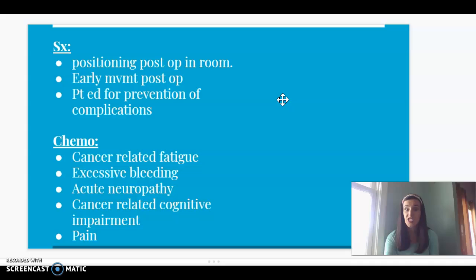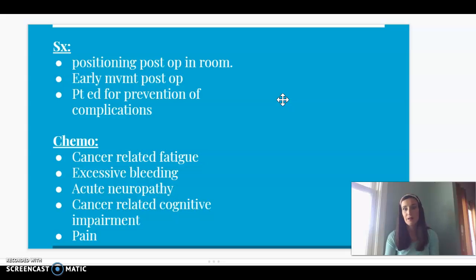So if we were treating this client who has had surgery, what would our role be, right? So maybe it's positioning post-op in the room. So right there, as soon as they come out of surgery, how are we going to position them best? It's going to depend on what kind of surgery they've had, obviously, but maybe we need to manage that edema and the lymphedema that could come with their surgery. Maybe we need to position them in a way that's going to prevent the risk of developing a contracture or a scar formation, those kinds of things.